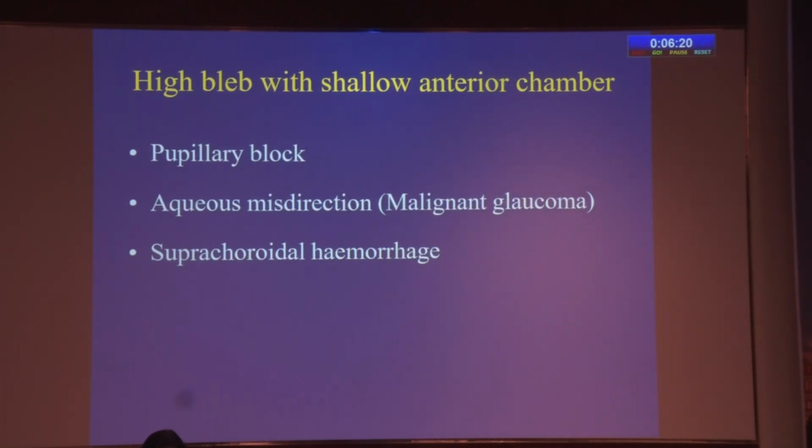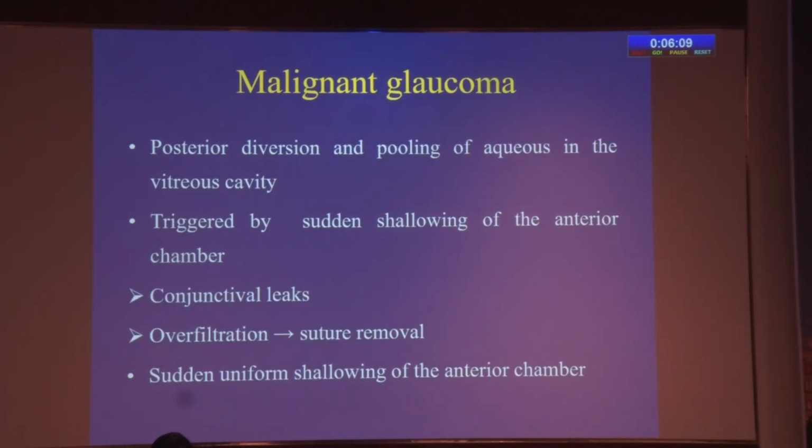So high bleb with shallow anterior chamber is usually due to pupillary block, aqueous misdirection, which we call malignant glaucoma, or suprachoroidal hemorrhage. Malignant glaucoma is posterior diversion and pooling of aqueous in the vitreous cavity, we all know that, triggered by sudden shallowing of the anterior chamber.